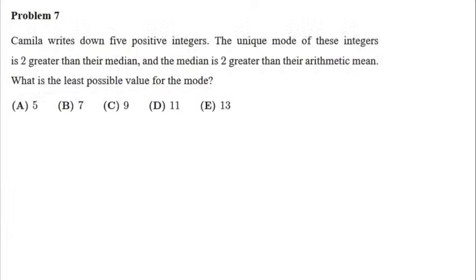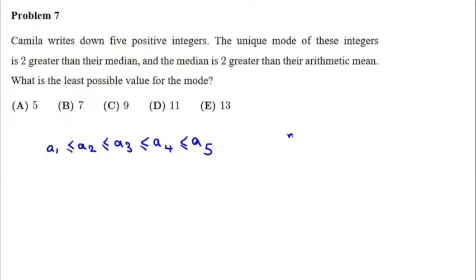2022 AMC 12B, problem number 7. It was also one of the problems of AMC 10B. Camilla writes down 5 positive integers. The unique mode of these integers is 2 greater. So let's write, we have 5 positive integers. Without loss of generality, consider A1 less than or equal A2 less than or equal A3 less than or equal A4 less than or equal A5.